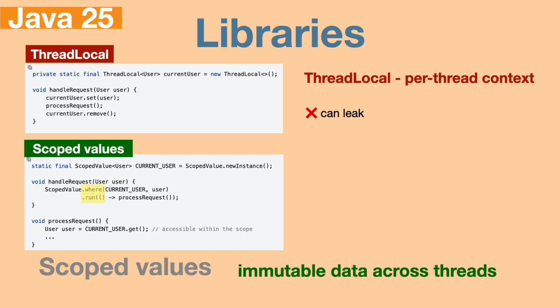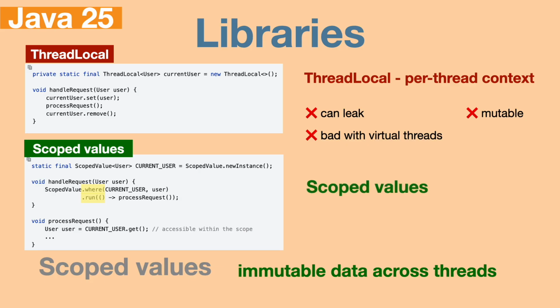Values can leak if not removed manually, it works poorly with virtual threads, it's mutable so different parts of the code can change the same data, and it's hard to reason about lifecycle and cleanup. In modern concurrent systems, especially with structured concurrency and virtual threads, this model no longer fits.